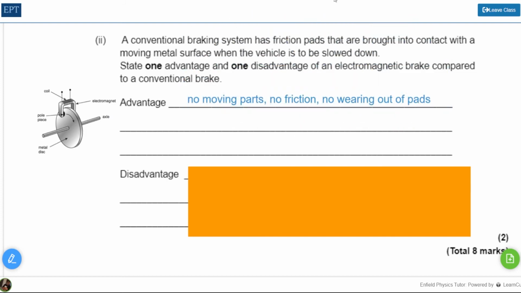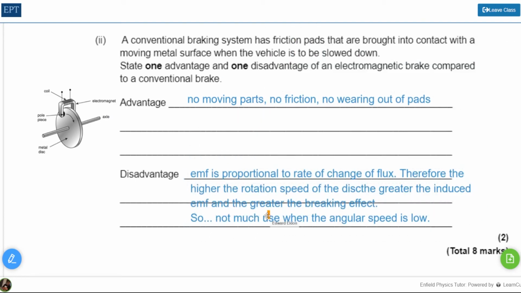Well, that's easy. Basically, there are no moving parts in it, so there's no friction, no wearing out of pads, no heat generated. A disadvantage of the electromagnetic braking system is based around the fact that the EMF is proportional to the rate of change of flux.